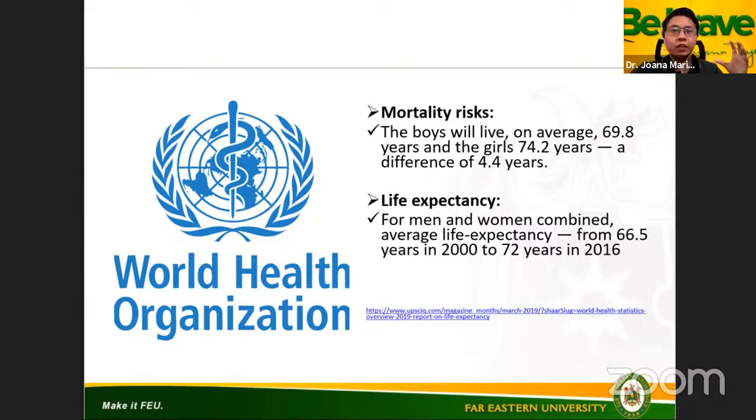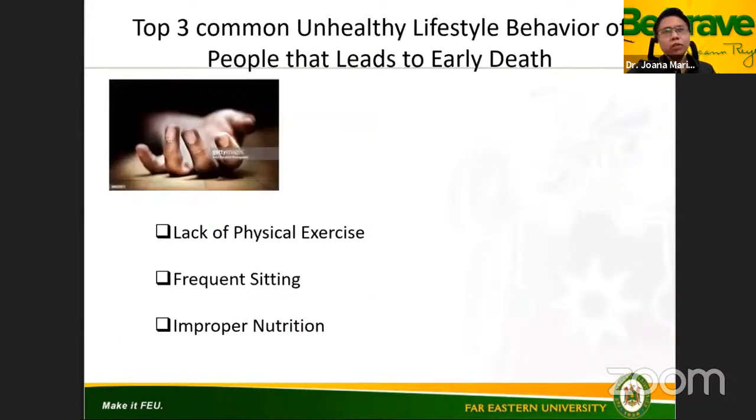So meron na siyang, there's something wrong. Bakit umiikli yung life expectancy ng mga tao? Okay, bakit kaya? So for the top 3 common unhealthy lifestyle behavior of people that leads to early death, this is before pandemic, no? We have lack of physical exercise. These are the top 3 common unhealthy lifestyle.